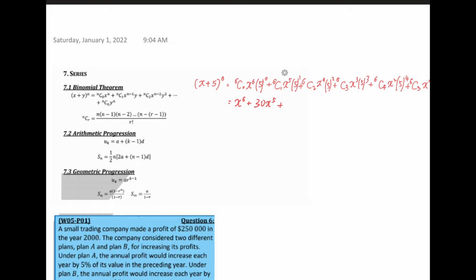Then after that we have 6C2. We have to know that 6C2 is 15, times 5 to the power of 2 at the back, so you get 375x to the power of 4. Then the next one, 6C3, is 20, times 5 to the power of 3, which is 2500x cubed. Then we have 6C4, which is 15, times 5 to the power of 4, which is 9375x squared.